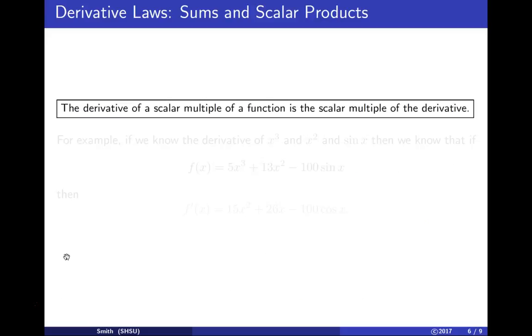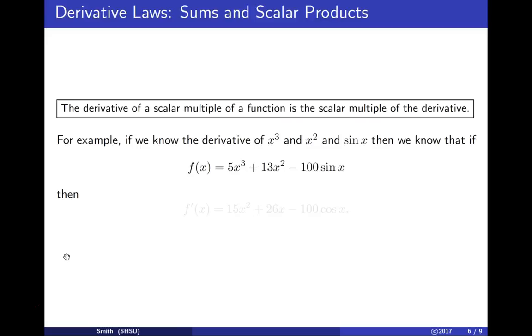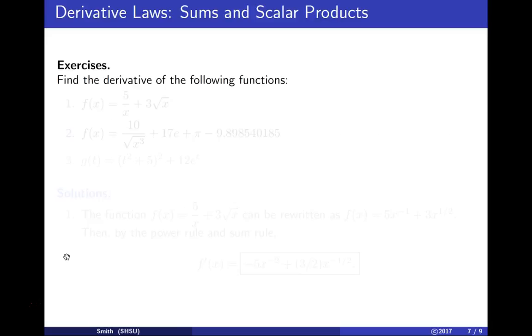Again, this is a very natural rule. The derivative of a scalar multiple of a function is the scalar multiple of the derivative. For example, suppose we know the derivatives of x cubed and x squared and sine x from the last lecture. Then what would be the derivative of 5x cubed plus 13x squared minus 100 sine x? Well, it's simply going to be this. The derivative of x cubed is 3x squared, so the derivative of 5x cubed is 15x squared. The derivative of 13x squared is 26x. The derivative of 100 sine x is 100 cosine x, and then we add them up.